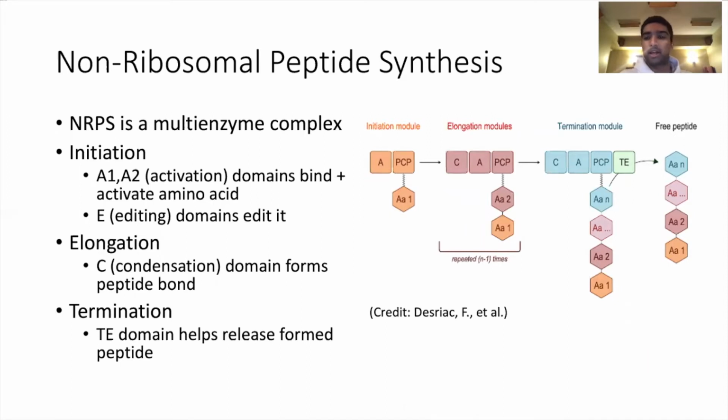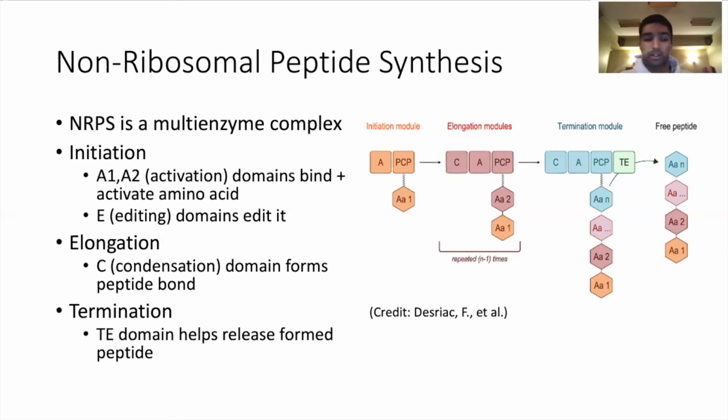Now, NRPS is a multi-enzyme complex, so it's many different enzymes placed together with different domains. The first step of synthesis for non-ribosomal peptides is called initiation. So A1 and A2 activation domains bind to and then activate the amino acid by adding a chemical tag to it. The editing domains then edit it, they add different chemical tags.